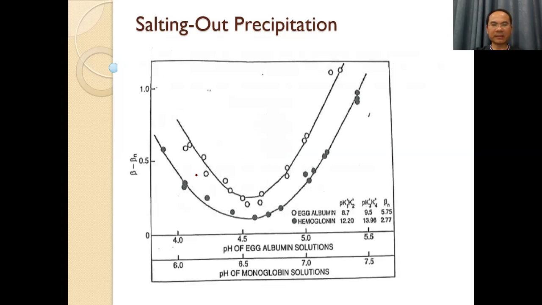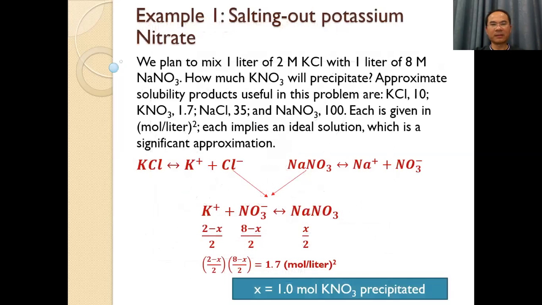This is also another example. Okay, for this case, I will give you a calculation example, salting out of potassium nitrate. We plan to mix 1 liter of 2 molar potassium chloride with 1 liter of 8 molar sodium nitrate. How much potassium nitrate will precipitate? We mix potassium chloride and sodium nitrate, and finally we get potassium nitrate precipitating in solid form.